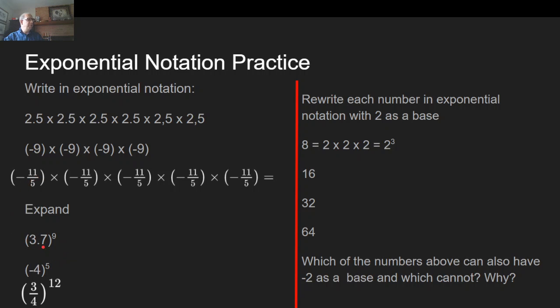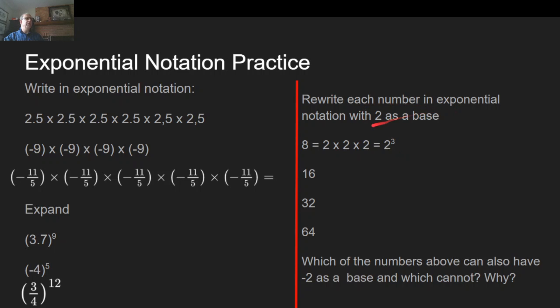If I was to expand this, I would write 3.7 times 3.7 times 3.7, 9 times. If I was to expand this, I would write negative 4 times negative 4 times negative 4 times negative 4 times negative 4. This one would be 3/4 times 3/4 times 3/4, and so on, 12 times. I think that's 12.